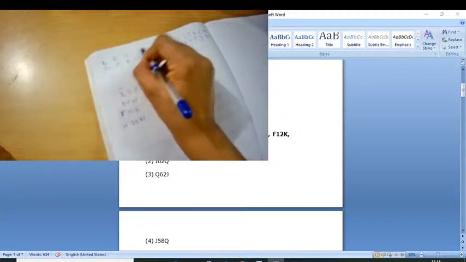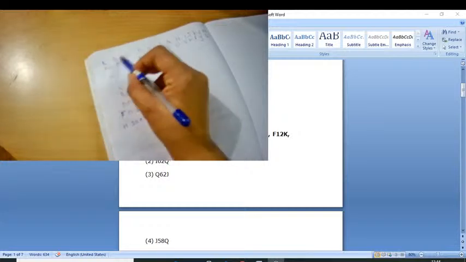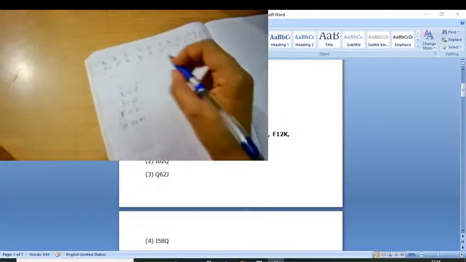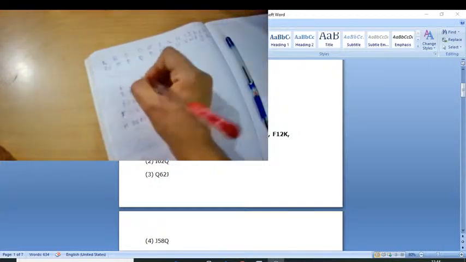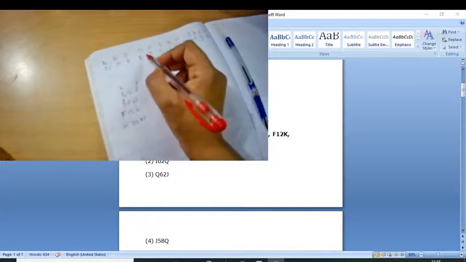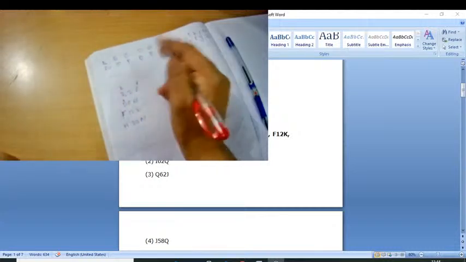So 1, 2, 3, 4, 5. This is the fifth one. And D is the fourth alphabet: 1, 2, 3, 4, and 4. Just write it. I'll use a different pen for easy understanding. And 5 is 1, 2, 3, 4, 5, 6, 7, 8.